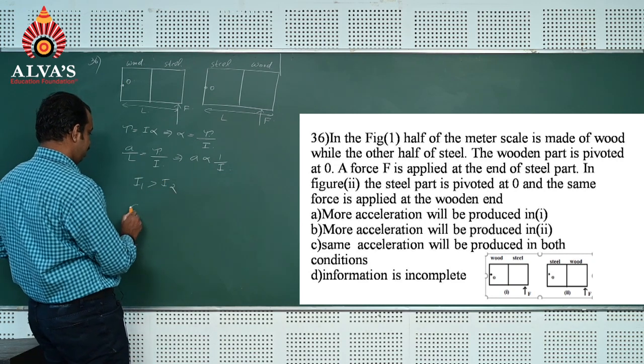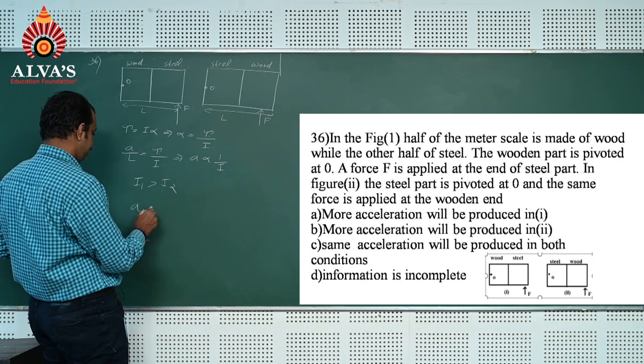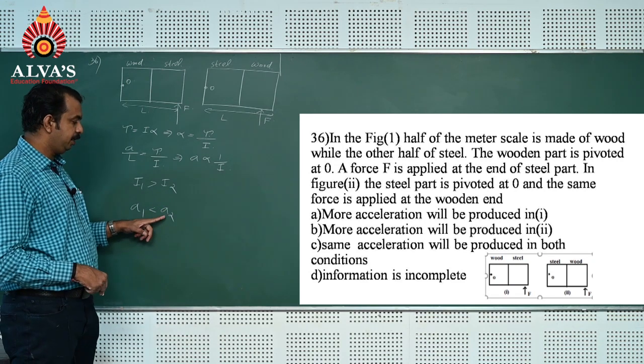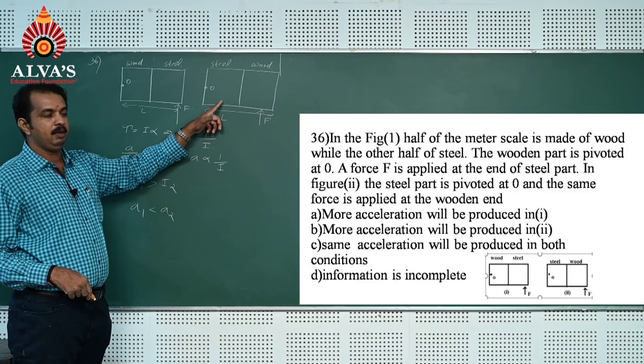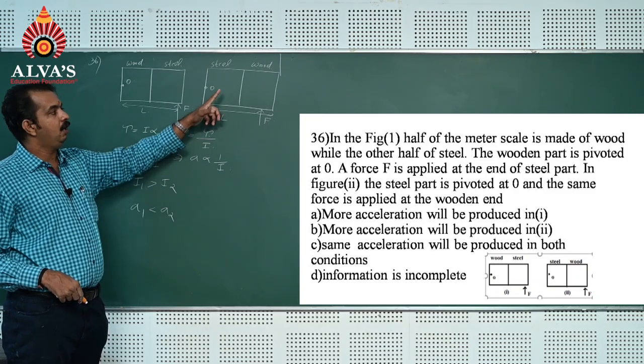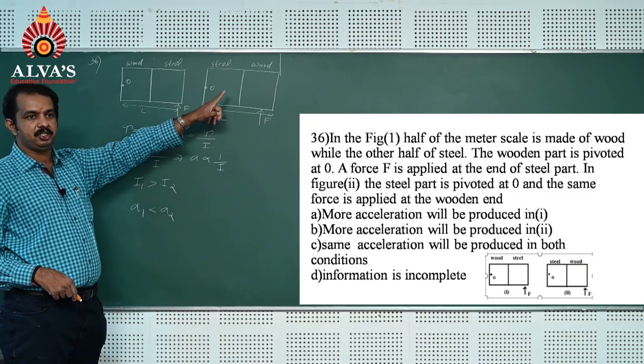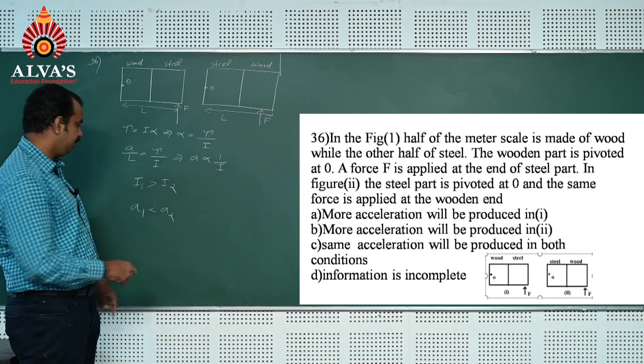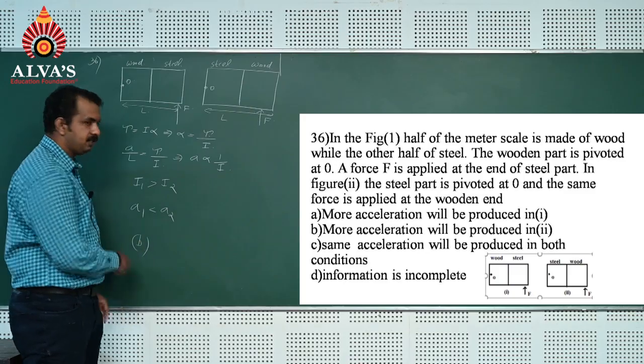That means a1 is lesser than a2. A1 is lesser than a2 means the second system moves with a greater acceleration. B is the correct option. More acceleration will be produced in figure 2. B is the correct answer here.